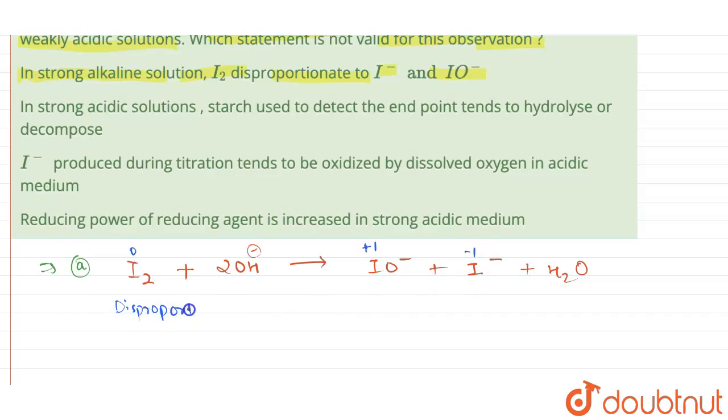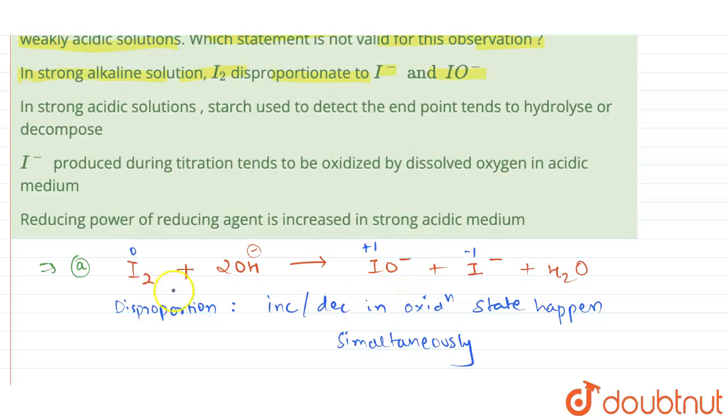A disproportionation is basically when a molecule undergoes oxidation state change where increase and decrease in oxidation state happen simultaneously. So it is very much clear that it has changed from 0 to +1 and 0 to -1 also. That means simultaneous loss of electron and gain of electron has happened. So this is a true statement, the first one.